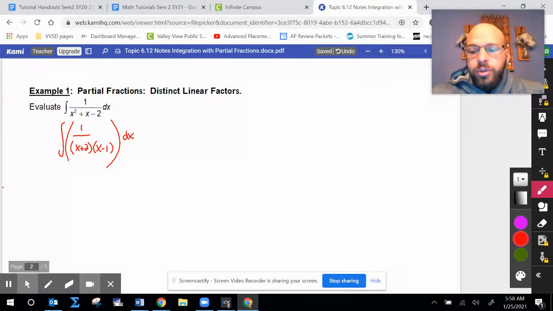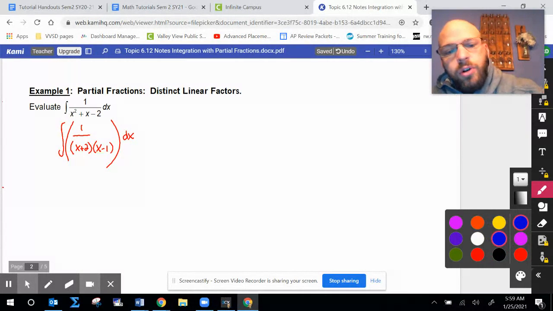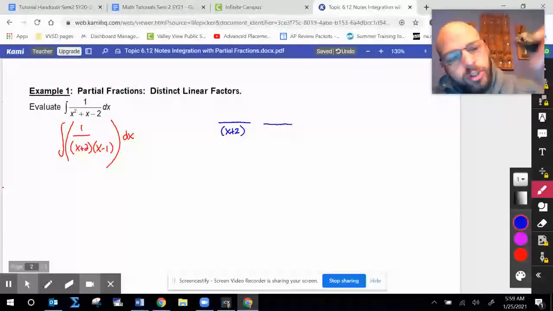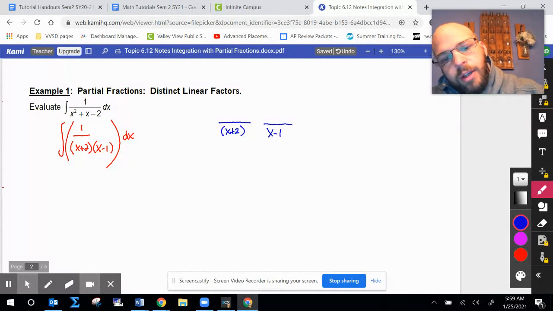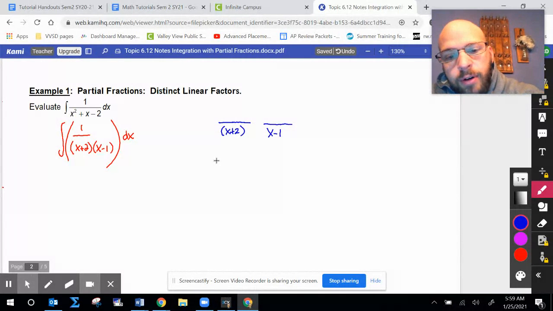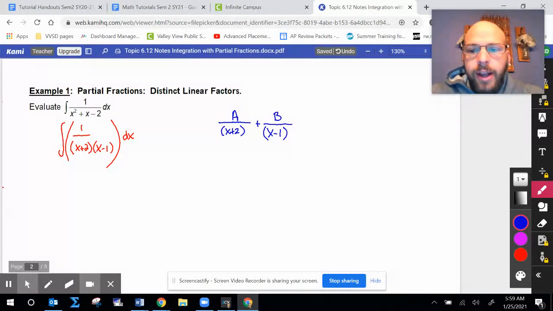Then, if I do partial fractions, if I deconstruct this, I want one of my denominators to have one of the factors from the denominator, and I want the other fraction to have the other factor. Okay, now I don't know what goes in the numerator. It can't just be ones. That's the hard part. So I'm going to make them an A, and I'm going to make them a B, and I'm going to add these together.